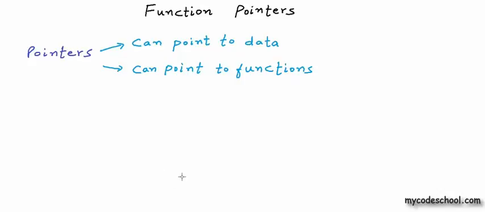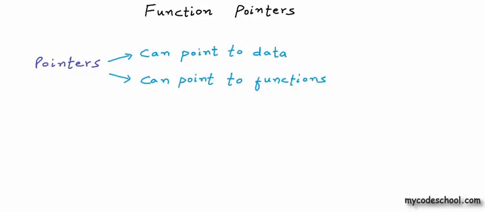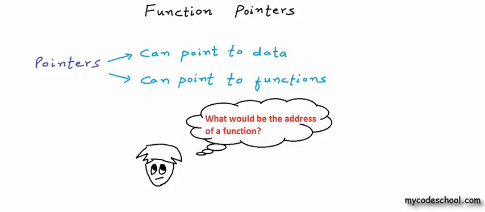And this is really interesting. Some basic questions would pop up. What really would be the address of a function? And even if we can have pointers to functions, what are the use cases in which we may want to have them? There are really interesting use cases of function pointers, but we will talk about them later. Let's first try to understand the core logic here.